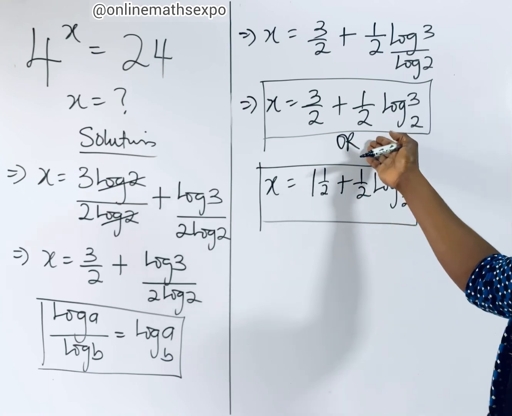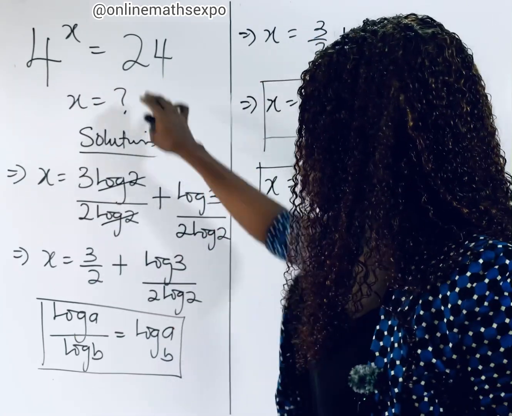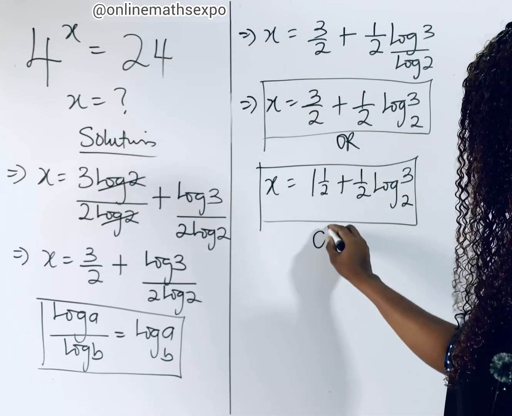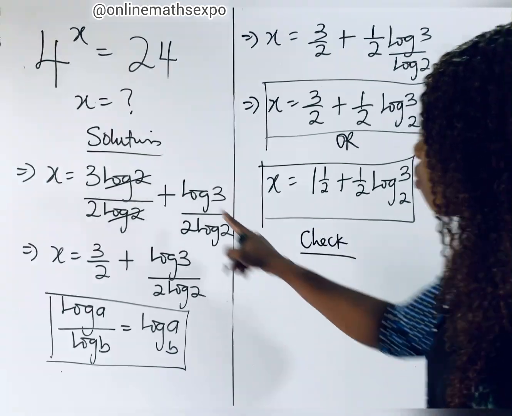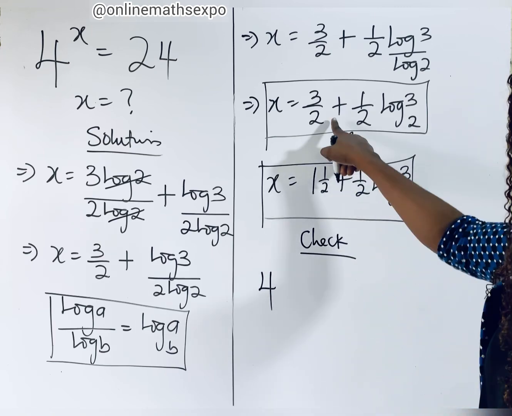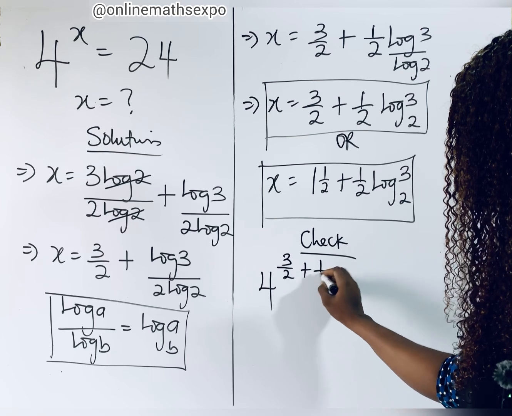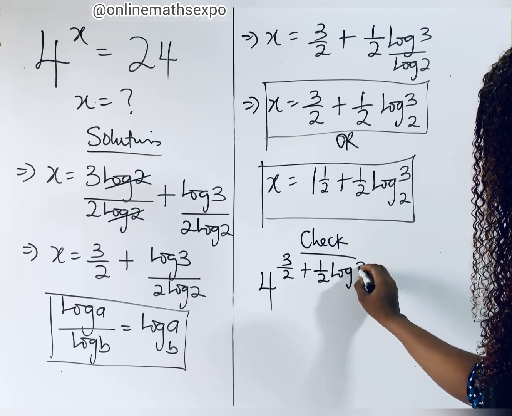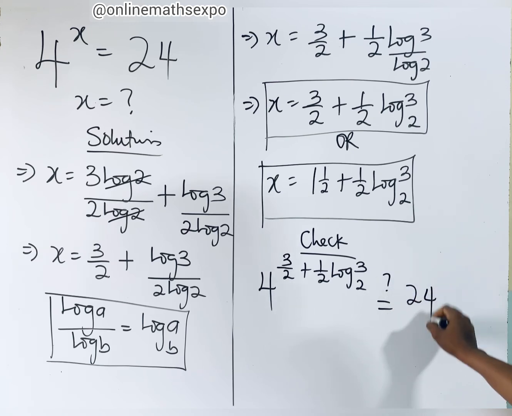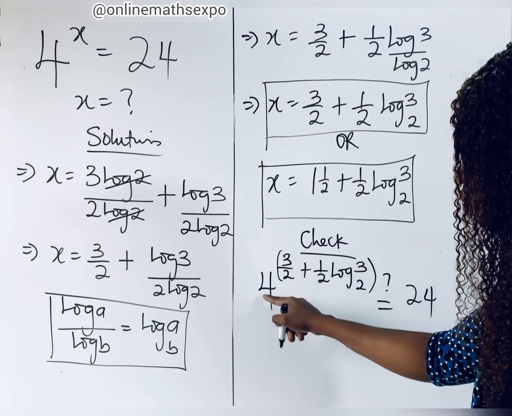Now, having gotten this value of x, we now put it into the left side of the equation to see if it gives us 24. It's going to be amazing. Now, to check, we are going to have, so we have 4 raised to the power of, this is our x. Let's use this x. So we have 3 over 2 plus half of log of 3 base 2. Is this going to be equal to 24? Let's see to that. Now remember that these are all powers of this 4.